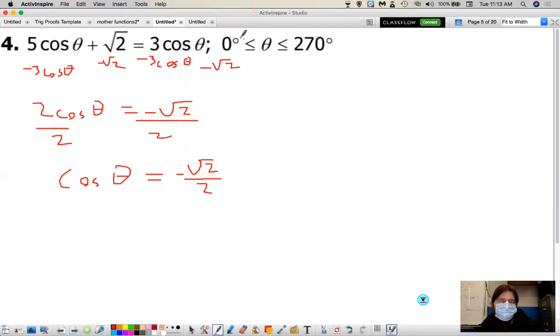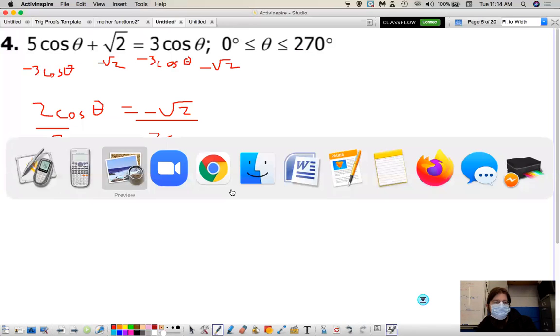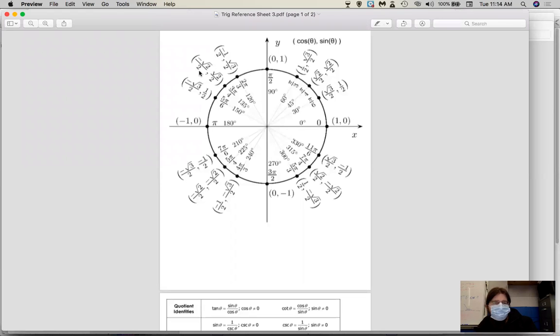We're in degrees, and we're in the first through third quadrants. I know cosine's negative in quadrants 2 and 3, so I'm going to check over there. Negative square root of 2 over 2, negative square root of 2 over 2. So 135 and 225.